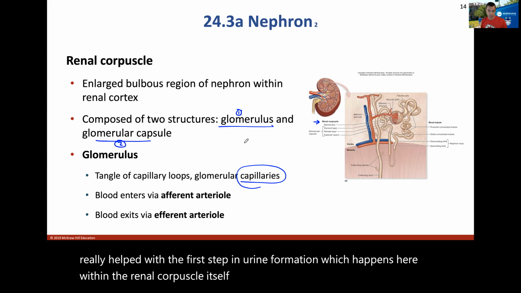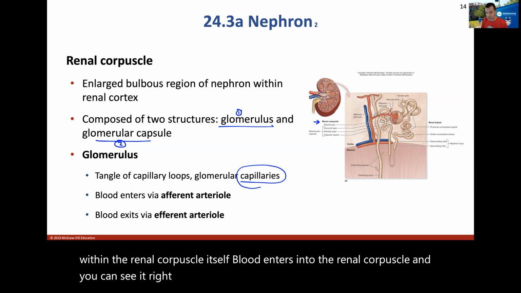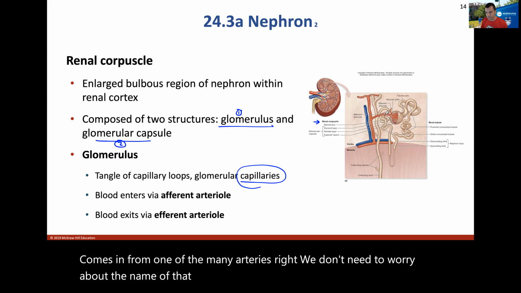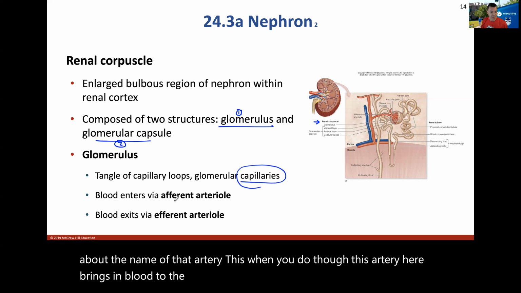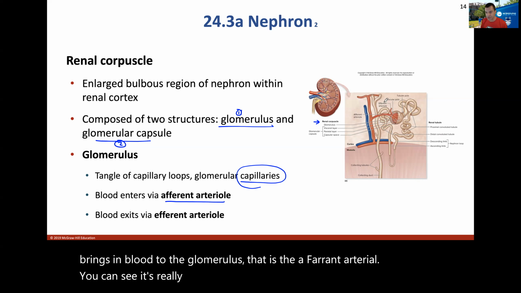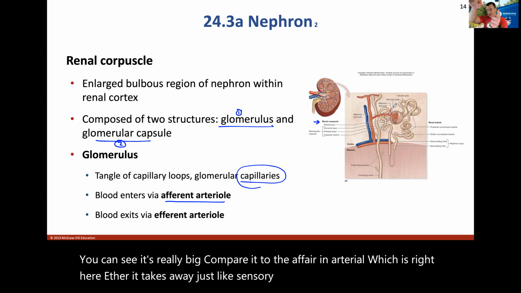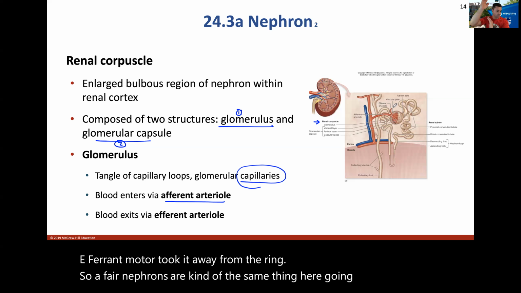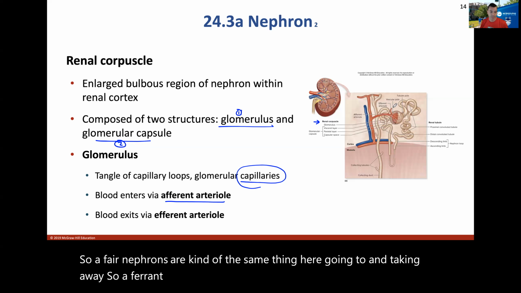Blood enters into the renal corpuscle, and you can see it right here. Comes in from one of the many arteries, right? We don't need to worry about the name of that artery. This one you do, though. This artery here brings in blood to the glomerulus. That is the afferent arteriole. You can see it's really big compared to the efferent arteriole, which is right here. Efferent takes it away, just like sensory or afferent took it into the brain. Efferent motor took it away from the brain. So afferent and efferent are kind of the same thing here, going to and taking away. So afferent brings blood to the nephron. Efferent takes blood away from the nephron.